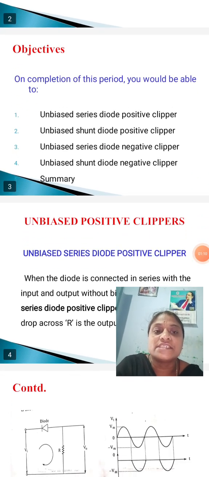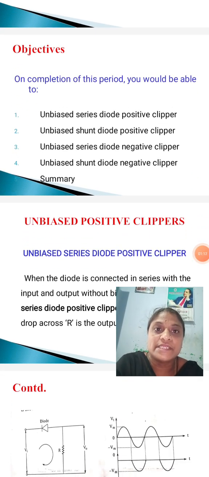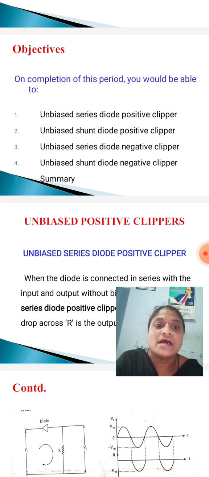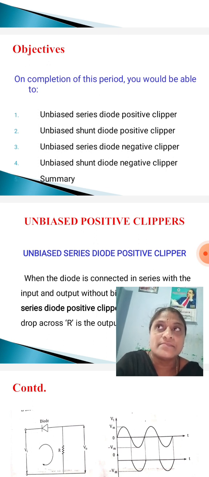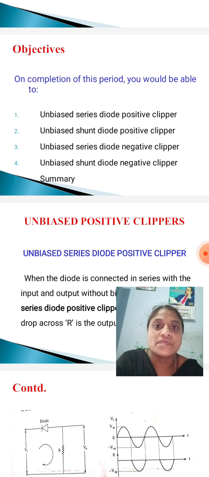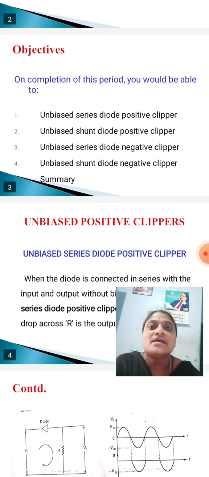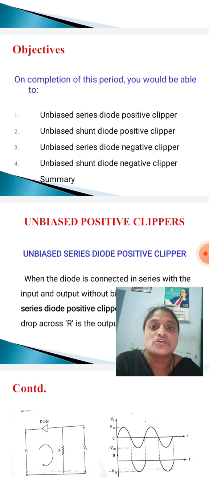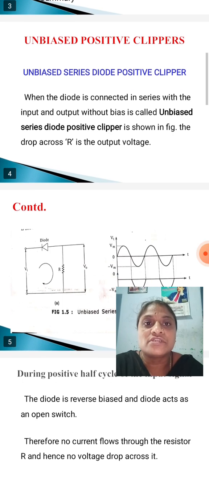Objectives of this presentation. On completion of this period, you would be able to understand unbiased series diode positive clipper, unbiased shunt diode positive clipper, unbiased series diode negative clipper, unbiased shunt diode negative clipper, and summary. So these topics are discussed one by one in today's class. The first topic is unbiased positive clippers.